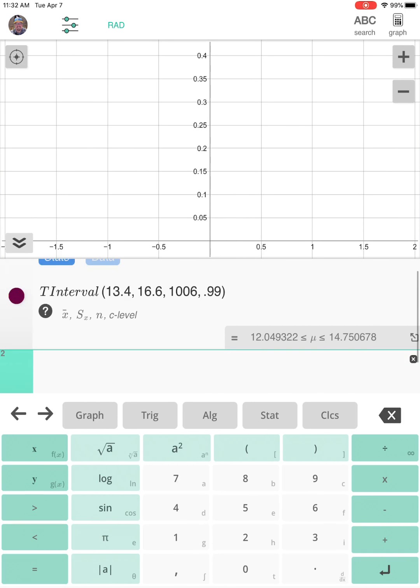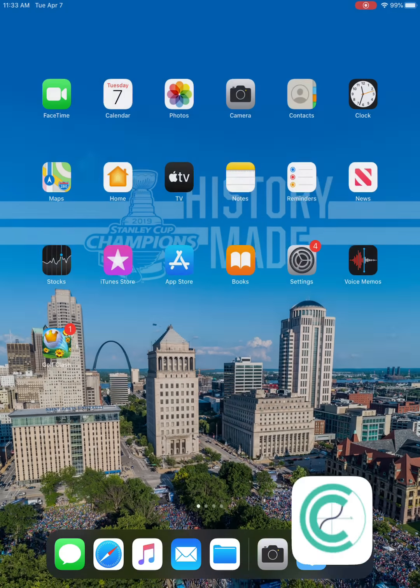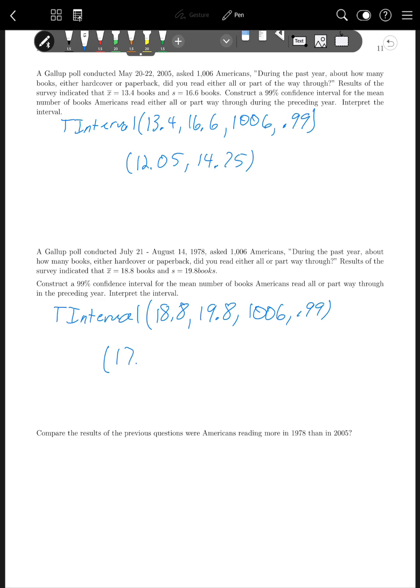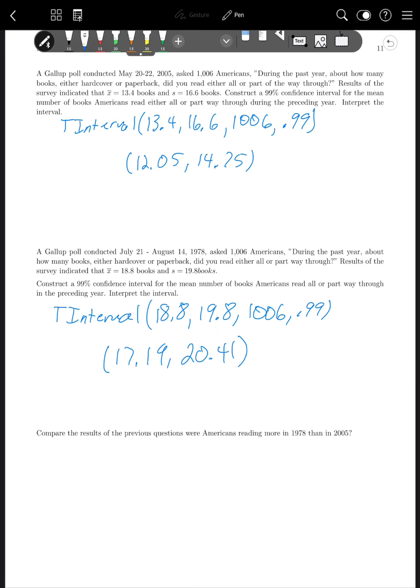Then they ask you to do basically the same problem again, but now we're looking at 1978. So we're doing a t-interval again. The mean now is 18.8. The standard deviation was 19.8. They surveyed 1,006 Americans again, and we want to do a 99% confidence interval. So the only two numbers we're changing here are the standard deviation, which is 19.8, and the mean, which is 18.8. And so now we get a confidence interval of 17.19 to 20.41.